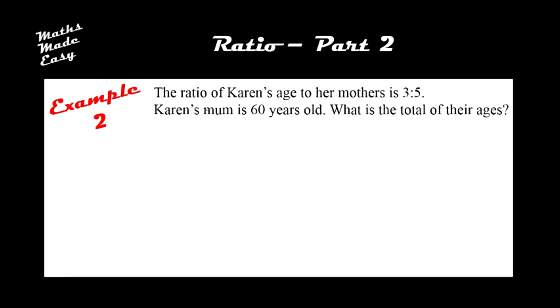Let's have a look at a second example. So this time we've got Karen's age, her mother's age, and the ratio 3 to 5. And it says Karen's mum is 60 years old. So we'll have a K for Karen, we'll use an M for Karen's mother since we don't know her name, and we'll have total age. So the ratio is 3 to 5, and 3 parts and 5 parts makes 8 parts.